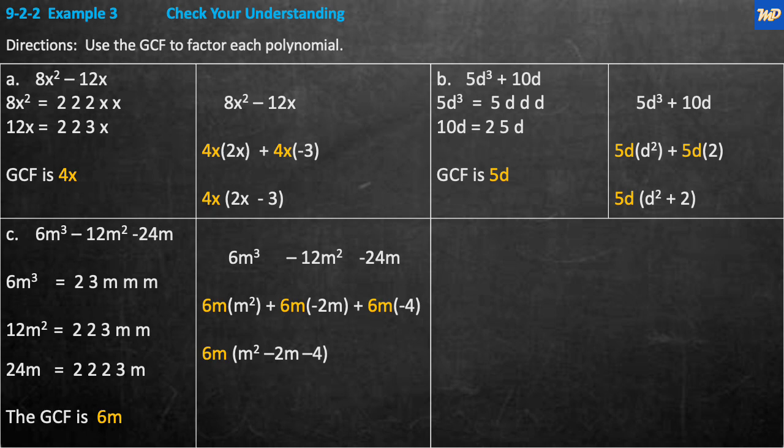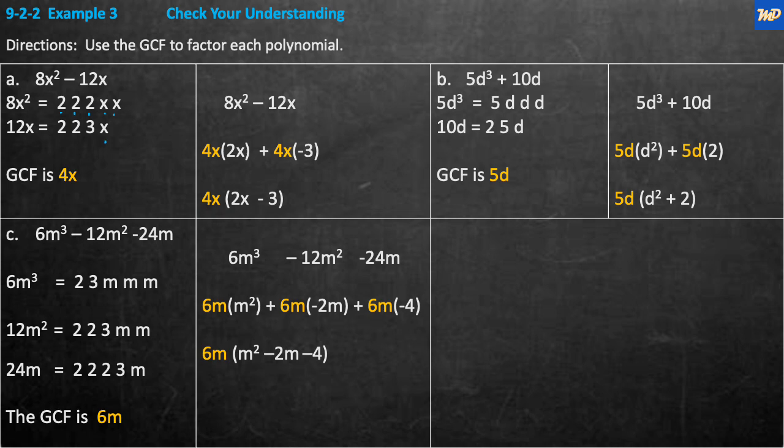It says use the greatest common factor to factor each polynomial. Well, our first binomial is 8x squared minus 12x. So let's look at the first term, 8x squared. That breaks into, well, 8 we know is 2 cubed, 2 times 2 times 2. Those are all prime factors. So there are our 3 2's from the 8, right here. And we have an x squared, which means 2 x's. And the 12x, we have 1 x.